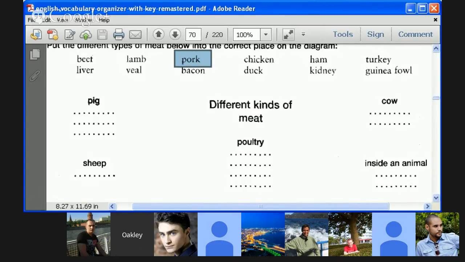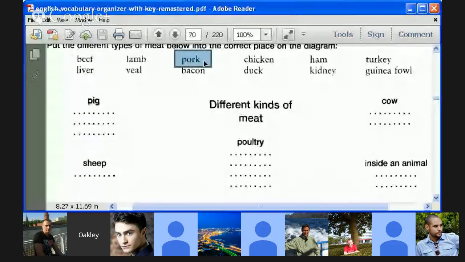What category does pork belong in? The pork is pig. Yes, it is. That's right. All meat from a pig is pork. Of course, again, there's many different cuts of pork. Notice we said beef is meat from a cow. We say cuts of beef, cuts of pork.